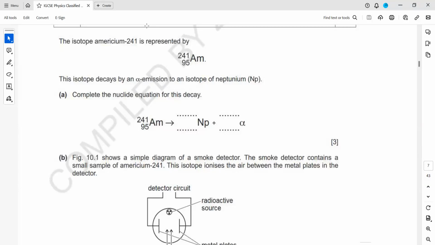Use screen annotation to complete the decay for alpha. So the nucleon number decreases by 4 and the proton number decreases by 2. So this will be 93.